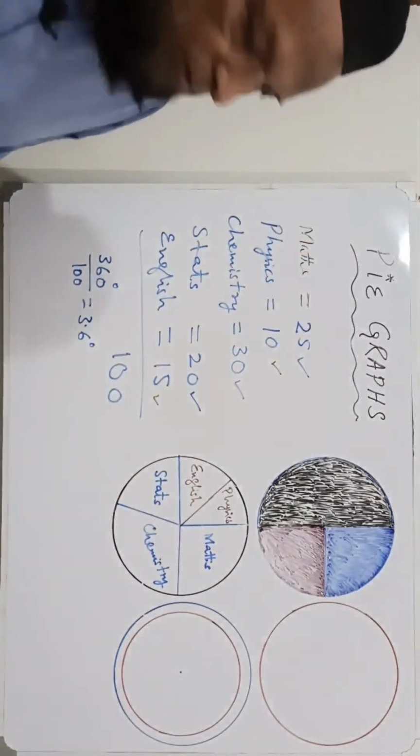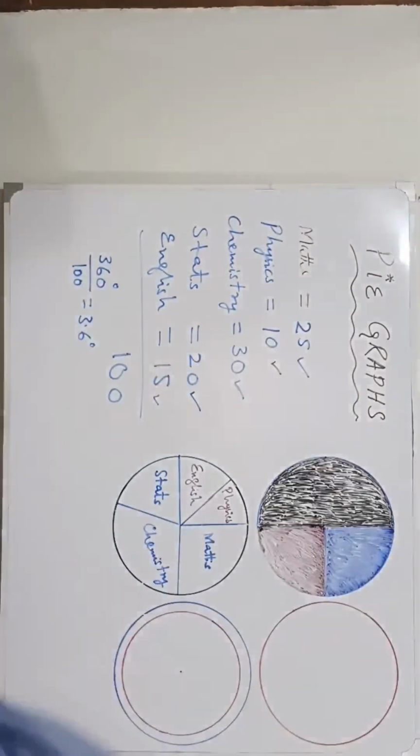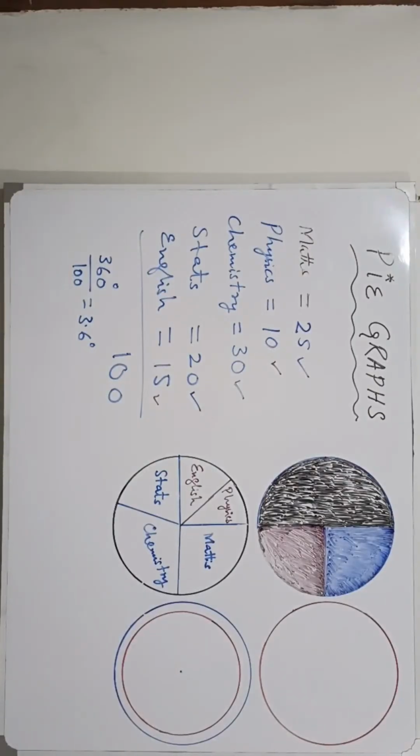So check it out. You can see that the data is matched with the graph. This is a pie graph and this is how we made it. Okay. Now, if you have any question regarding this graph, you can discuss over here. Otherwise, we'll move to the next one.